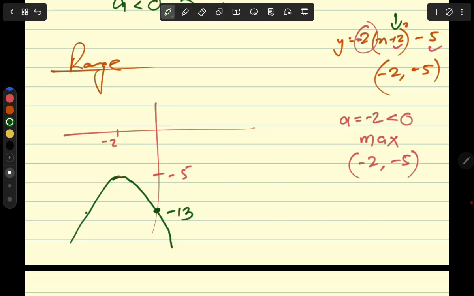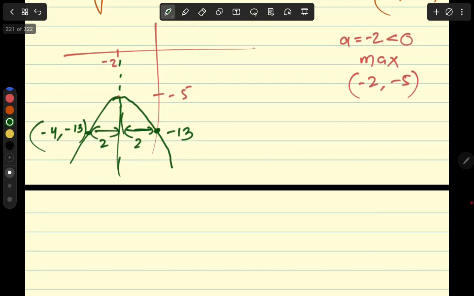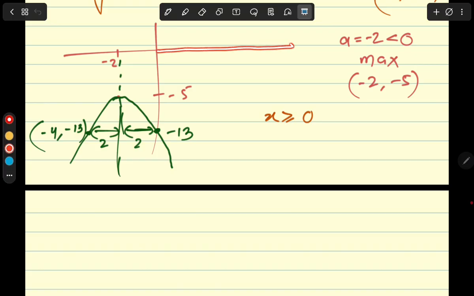So this is minus 13, and owing to the symmetry, this point is also minus 4 comma minus 13, because if this is 2 units away, this has got to be 2 units away as well. Now, let's say I restricted the domain to x greater than or equal to 0. Then I'm just considering these values of x, and the validity of the graph is just this. So if this is the domain, then the range is going to be less than or equal to minus 13.